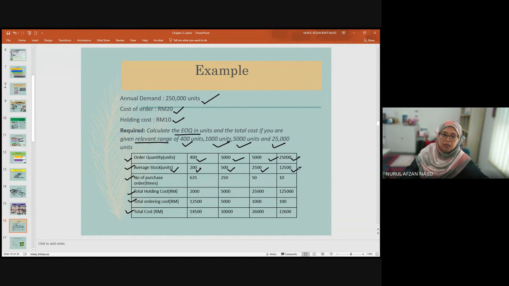So number of purchase order. What is the formula for number of purchase order? Anyone? What is the formula for number of purchase order? Anyone? If not, I panggil nama. Zakirah. Zakirah Roslan. Where is Zakirah Roslan? Ha, mana satu Zakirah Roslan? Please respond. Dia susah nak respond eh. Okay, Atirah.